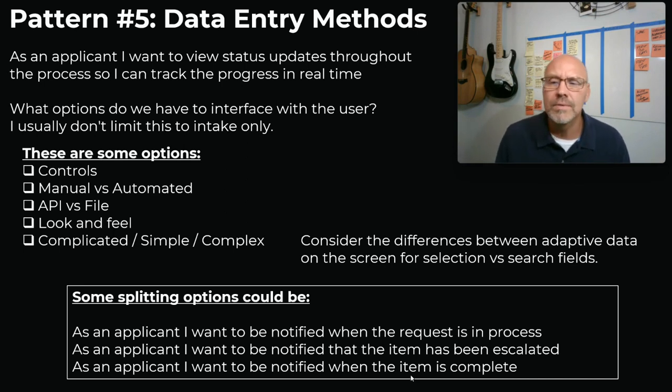So when you consider the difference between adaptive data on the screen and selections versus searching fields and things like that, you may be able to understand how to split it based on data entry. So data entry also could mean upstream back to the user, right? So as an applicant, I want to be notified when the request is in process or when it has been escalated or when it is complete. I don't have to get the whole thing here at one time. It's going to be very difficult. And this might take you even back to the workflow pattern that we might have found earlier on the first slide or at the beginning of this session.